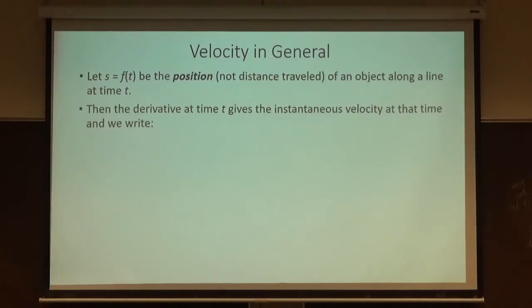The derivative with respect to time t gives the instantaneous velocity at that time, and we write this: v is f prime of t. And we use the definition of the derivative to write it in terms of the limit. We can also write it a la Leibniz, in other words, as Leibniz would do.